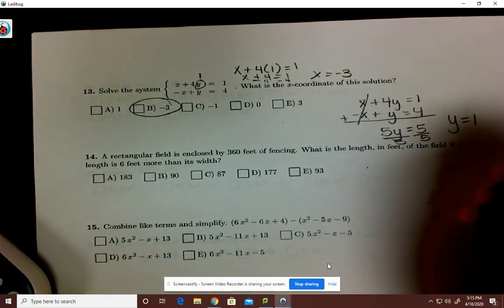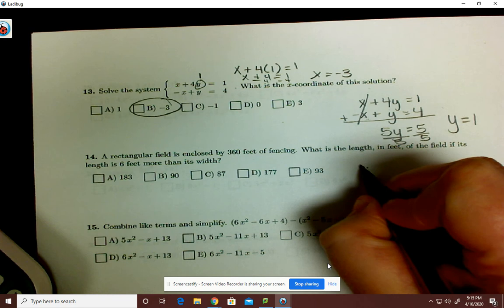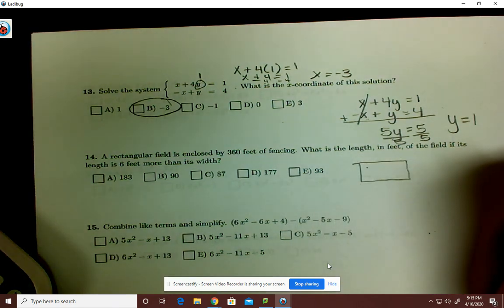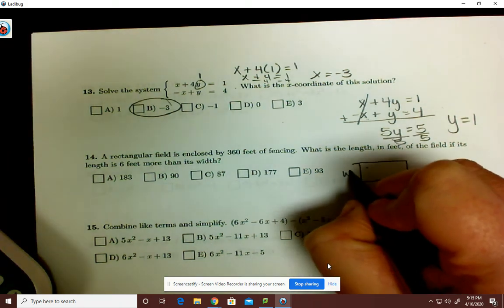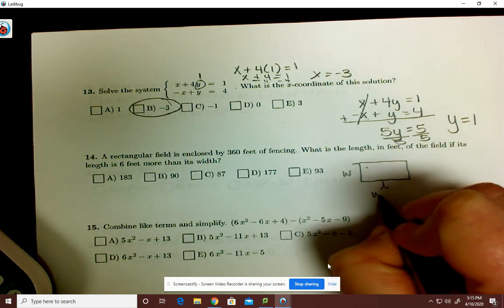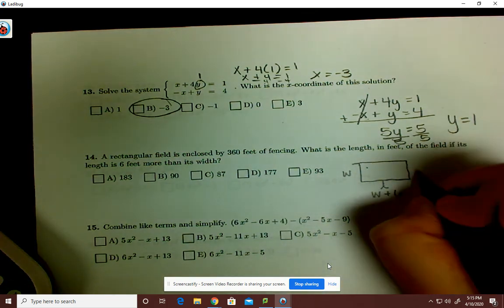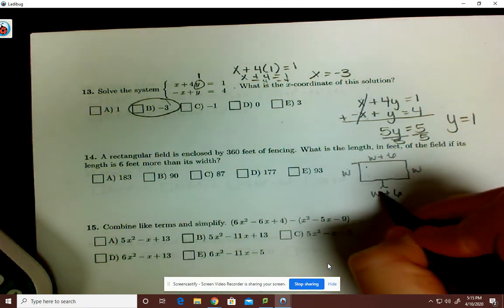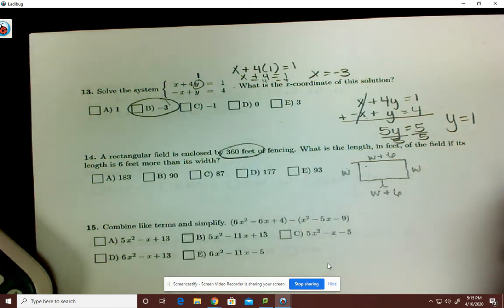14, a rectangular field is enclosed, so I'm going to draw a rectangle with 360 feet of fencing. What is the length in feet of the field if its length is 6 more than its width? So here's my width, here's my length. Well, the length is really the width plus 6. And then this is the width, and the width plus 6. All four sides added up together equal the 360 feet of fencing.